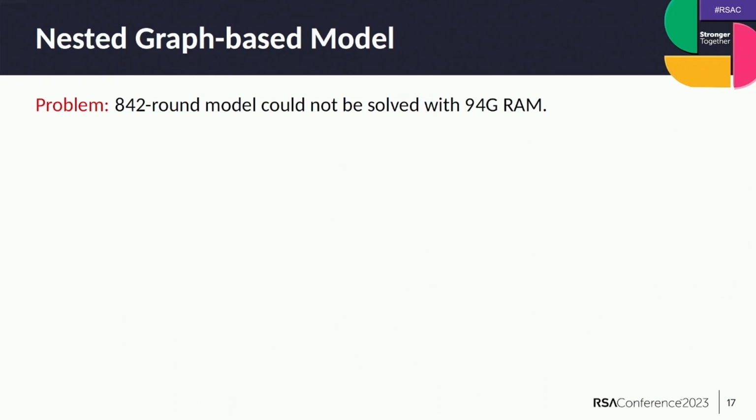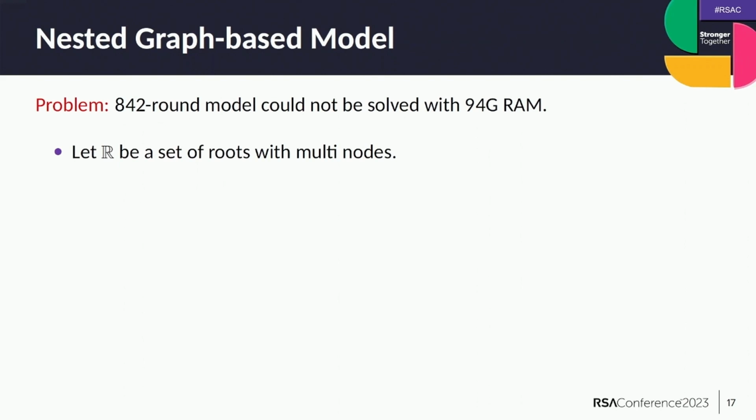But we encountered another problem soon. Our server only has 94 GB of memory and we cannot solve the 842 round model. To solve this problem, we propose the nested graph-based model.